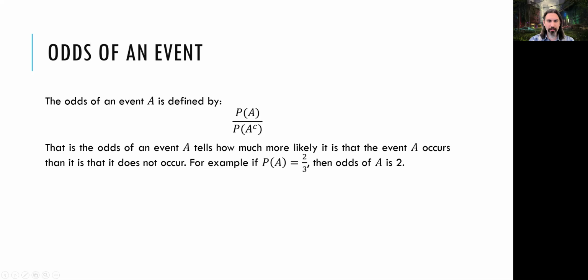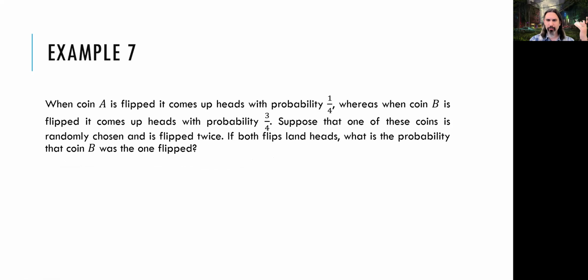So, example 7. Again, we're not going to use odds that much. When coin A is flipped, it comes up heads with probability 1/4. Okay, it's a loaded coin. It's not a fair coin. Whereas when coin B is flipped, it comes up heads with probability 3/4. Again, not a fair coin. It's a loaded coin once again. Suppose that one of these coins is randomly chosen and flipped twice. Okay, pick a coin, flip it twice.